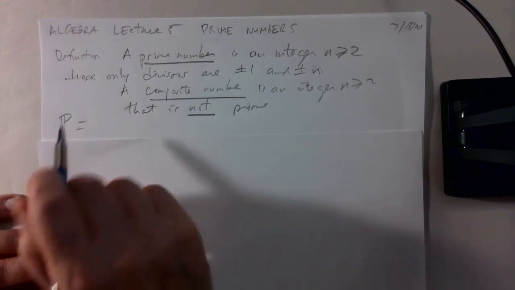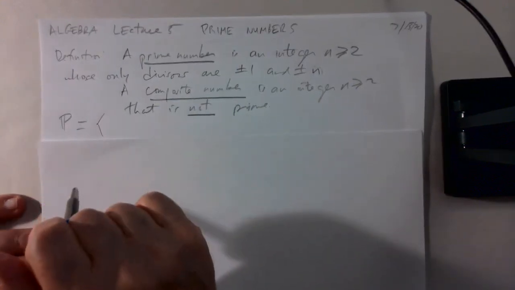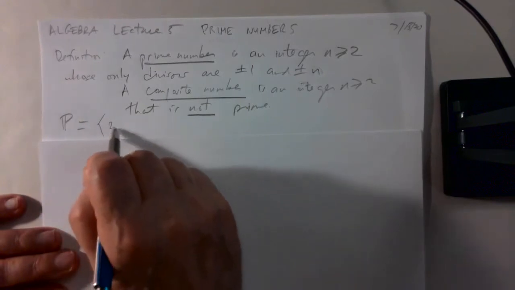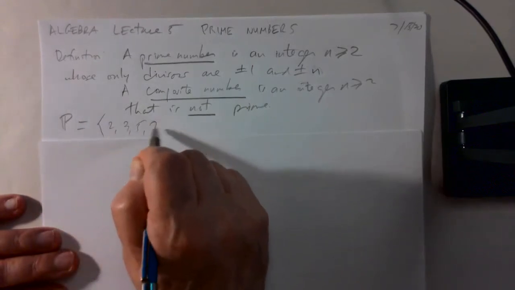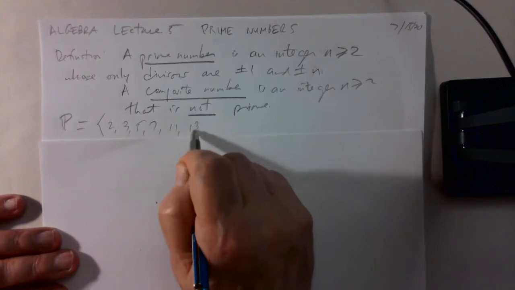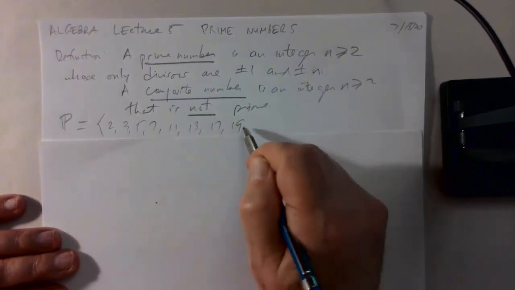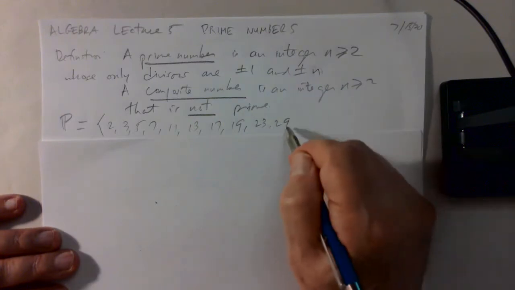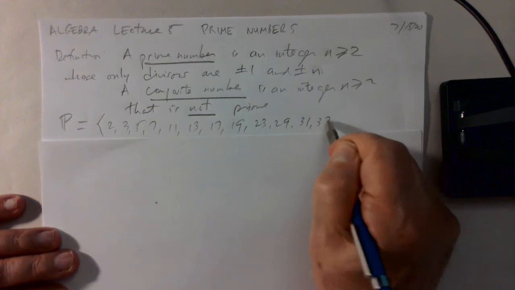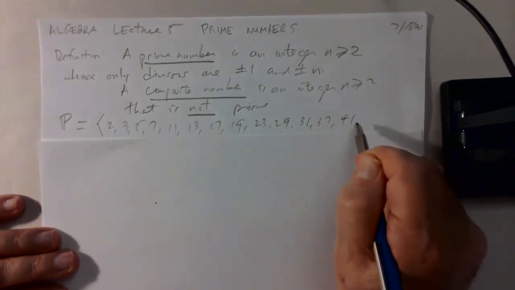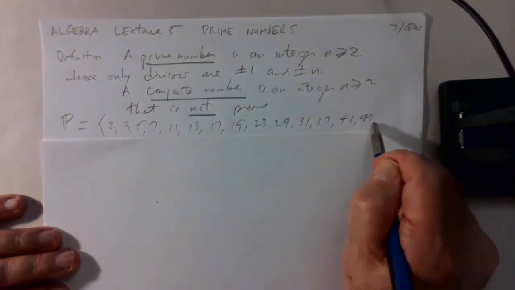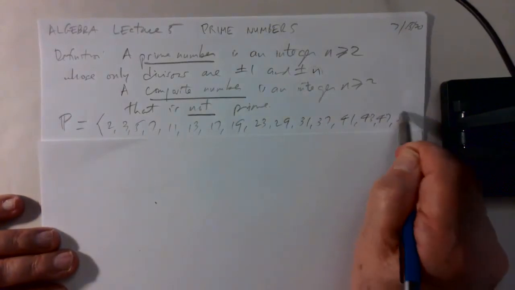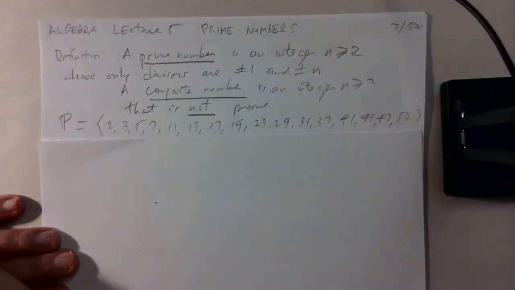And it's very interesting to try to find prime numbers, even to list them. 2, 3, 5, 7, 11, 13, 17, 19, 23, 29, hope I'm not skipping any, 31, 37, 41, 43, 47, run out of space. Well, those are all prime numbers. I don't think I've left one out, but have to check.